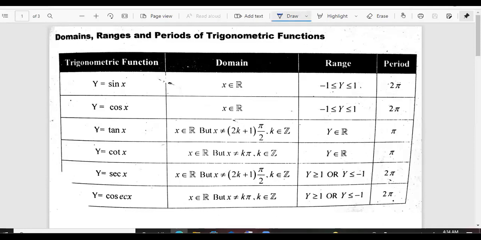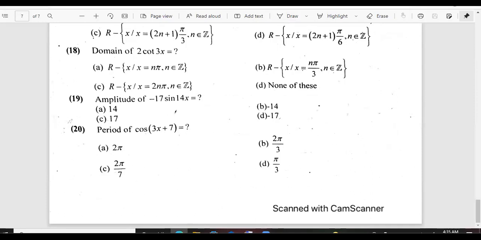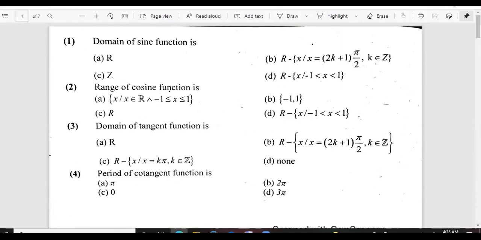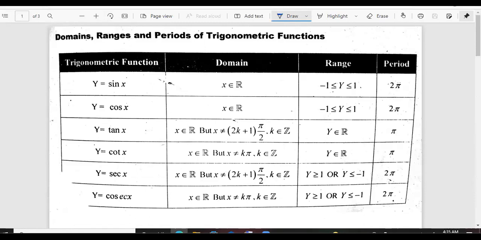Yes, ma'am. Okay, again, the pattern is going to be that I will cover the contents of this chapter, which is graphs of trigonometric functions. We'll discuss all of this, and then we'll talk about the past paper questions which are related to this topic. Here are the past paper questions from this topic, and this is the PDF that we are going to discuss.